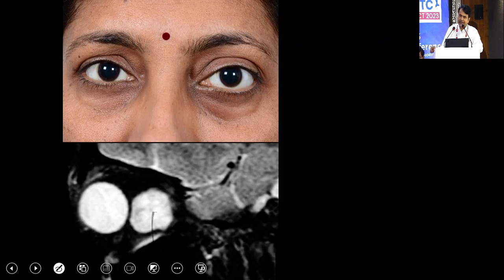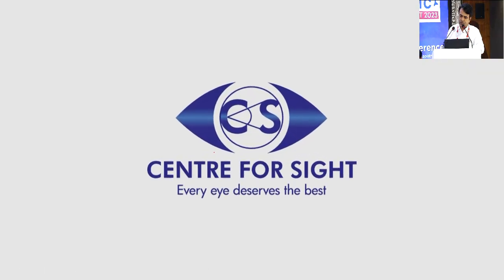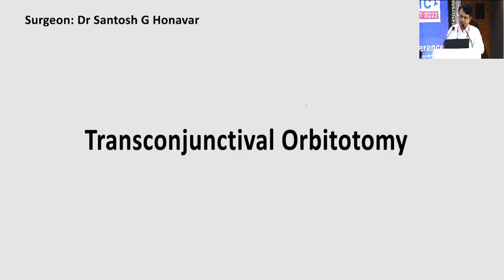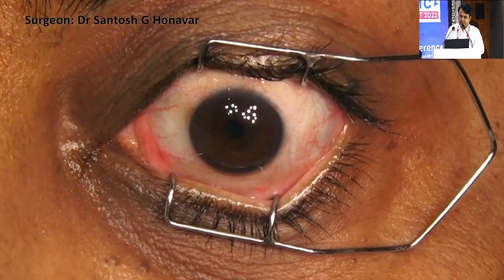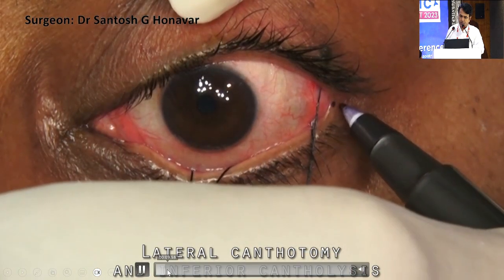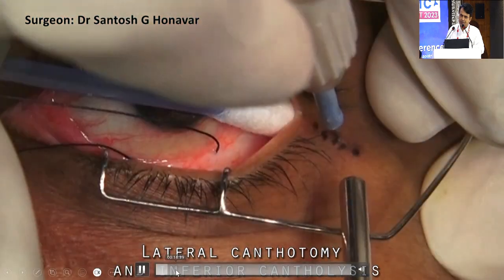Now this is a lady with an intraconal cavernous hemangioma. She is a professional. The lesion was pressing on the optic nerve and she did not want a bone cut, and she wanted to go back to work very soon. In this situation, again, you can use a transconjunctival orbitotomy approach, where you would not cut the bone at all and then do a minimal surgery.